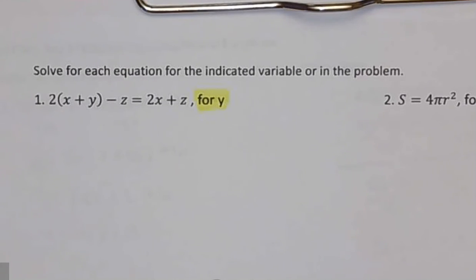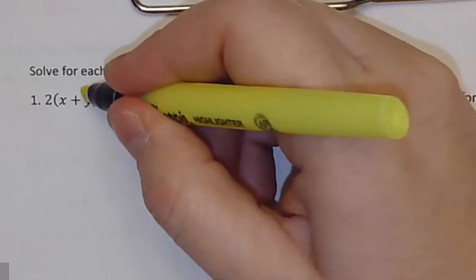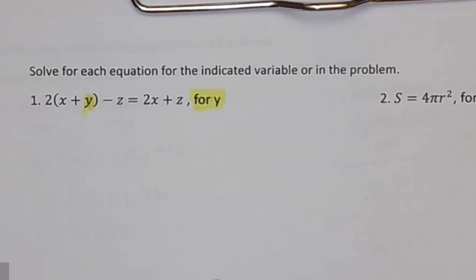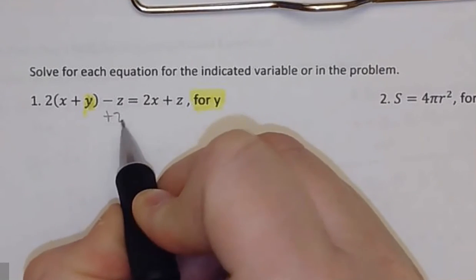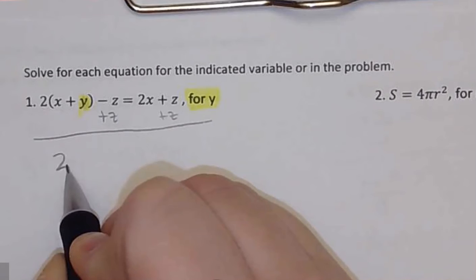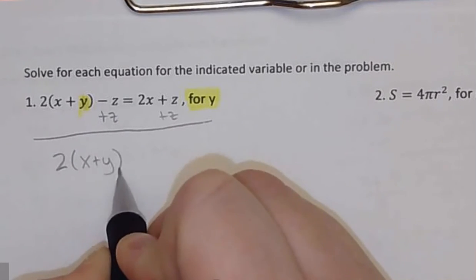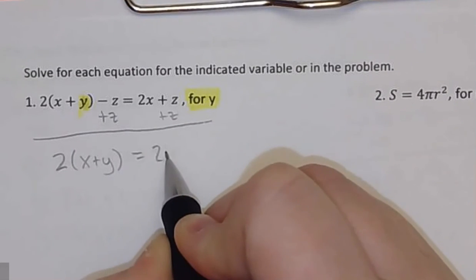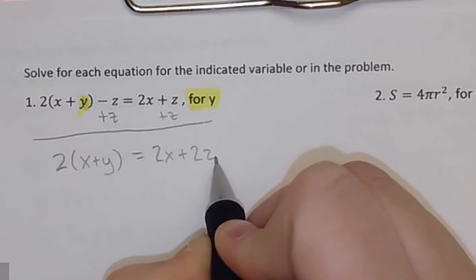So we're going to solve this equation for y. What I want to do is get y by itself. The first thing I'm going to do is add this z over. I'm going to have 2 times x plus y equals 2x plus 2z.